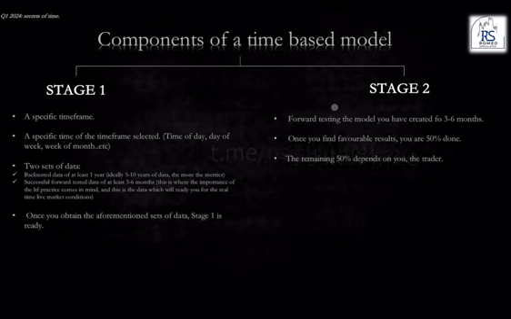And once you find favorable results, you are 50% done. This should be 49 because the remaining 51% depends on you, the trader. A lot of you will watch this, and I know a lot of you will gloss over this part, but it is the most important part. Everyone has information. If you want information, information is ready and available for you, both free and paid. If you paid, you're trying to get better information.